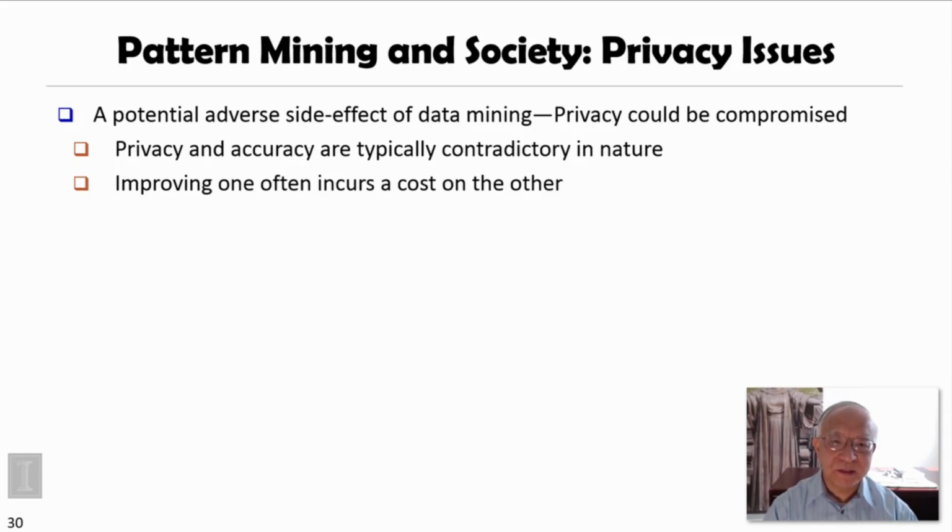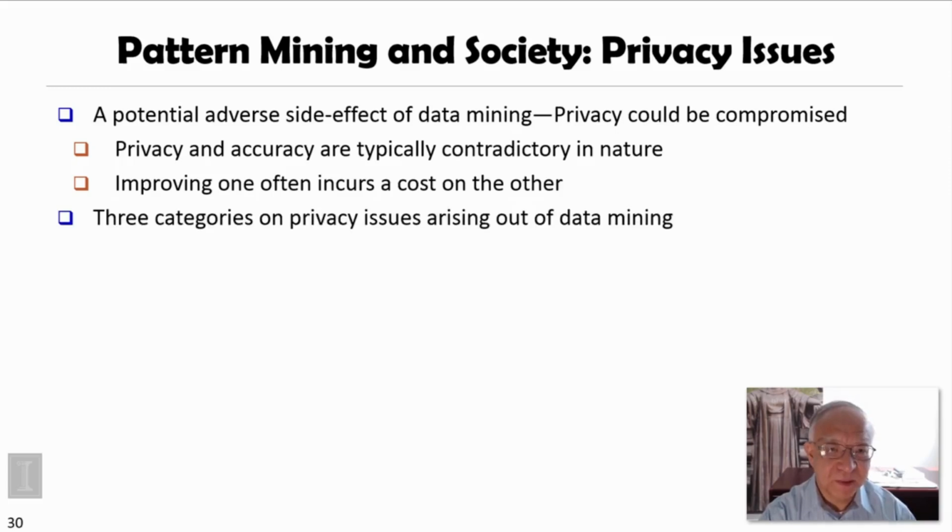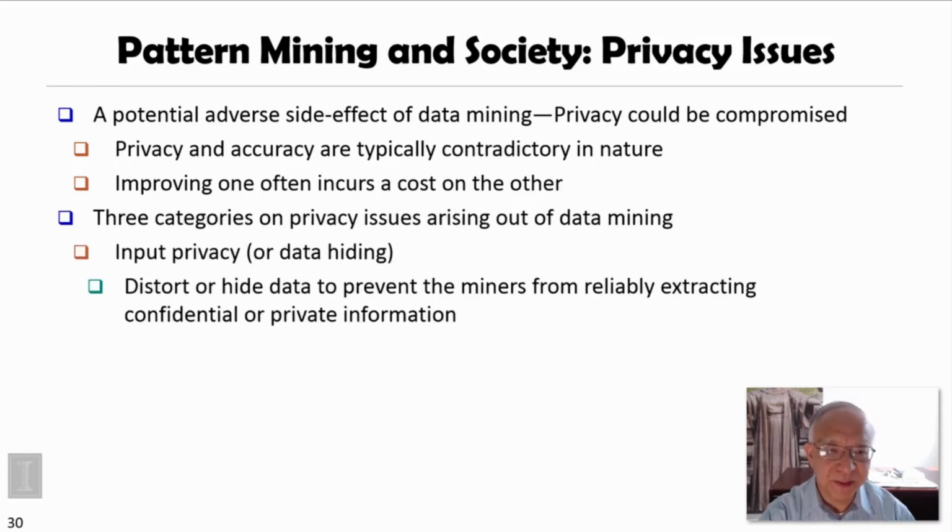Privacy and accuracy are typically contradictory in nature. That means if you want your pattern mining to be very accurate, in many cases the privacy may be compromised. But if you want to protect your privacy in a very tight manner, then the accuracy of the pattern mining may suffer. So the problem is we need a new technology to do privacy-preserving data mining. We ensure the data mining will achieve good results, but in the meantime, we protect people's privacy. There is lots of research working on this issue. We call it privacy-preserving data mining.